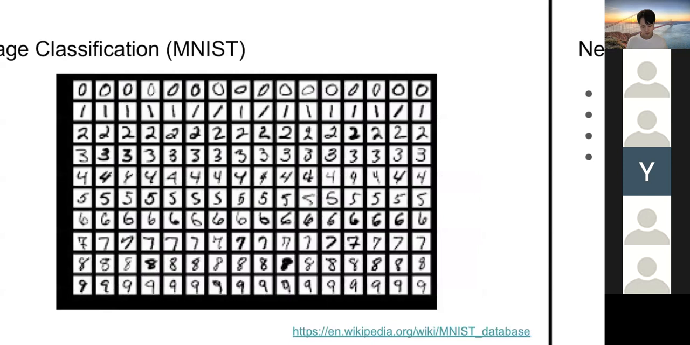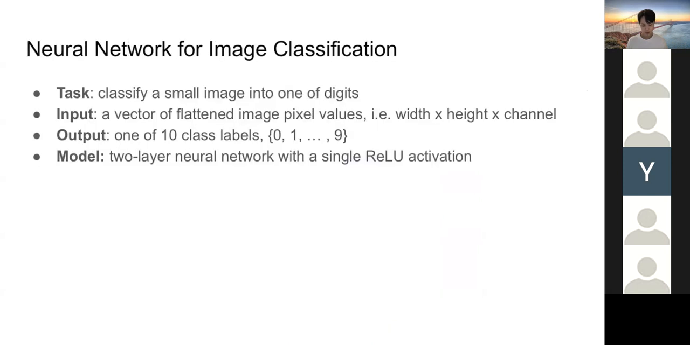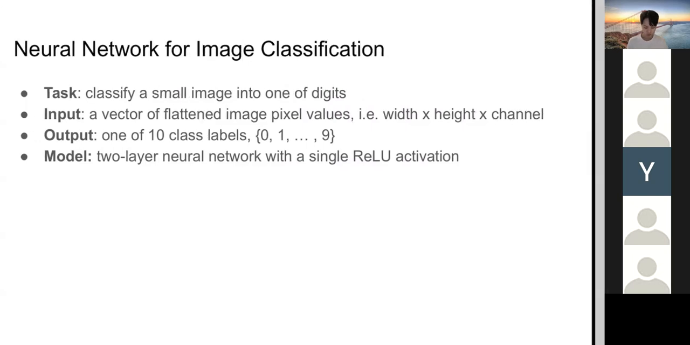Then it's very straightforward how we can formulate this with the neural network that we know, because we can take the input as a vector of flattened image pixel values, width times height times channel. And then we just try to output one of 10 classes. Because this is a classification problem, we want to formulate this as a probabilistic model and then do MLE. And then we want to use something like a two-layer neural net. That will be the simplest model. We can go even deeper, but that will be the simplest baseline with some non-linearity and with a single ReLU activation between the two layers.